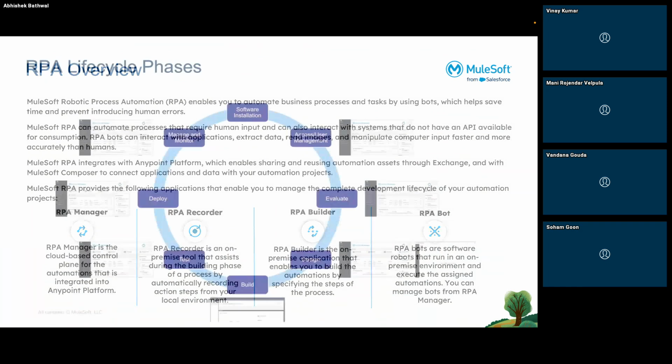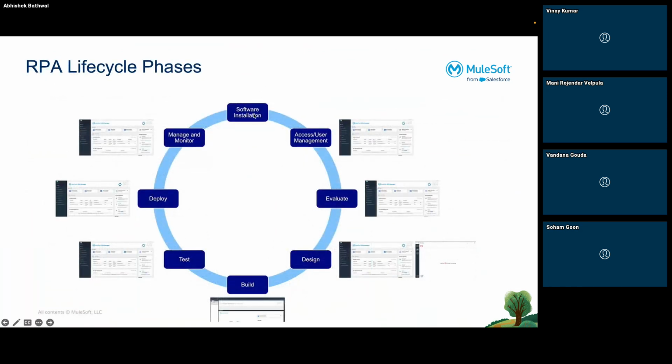Okay, so the life cycle. You need to install your software and access your user with your RPA. Then evaluate and process. Earlier we had only evaluate, but now it has been divided into evaluate and process, and I'll talk about it. Then you design, you build, you test, you deploy, and then you manage and monitor.